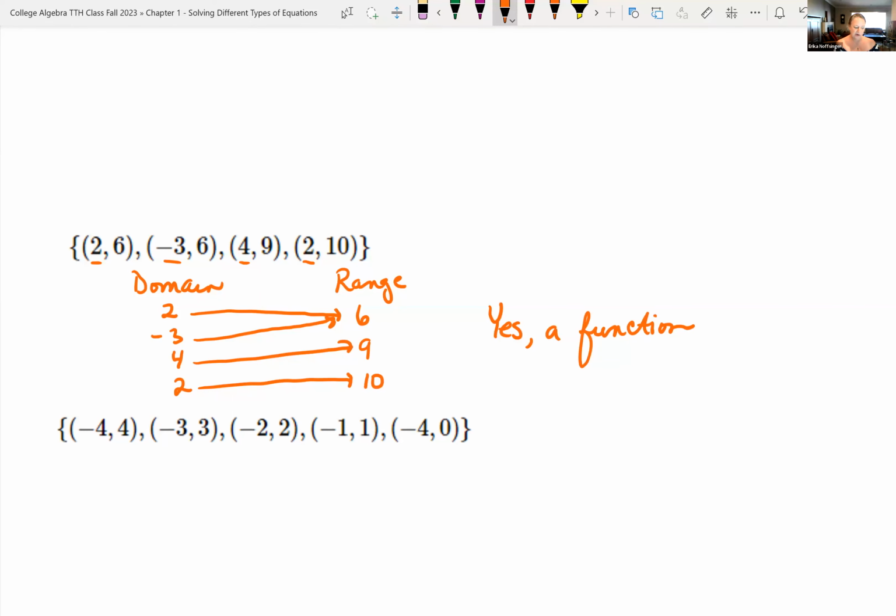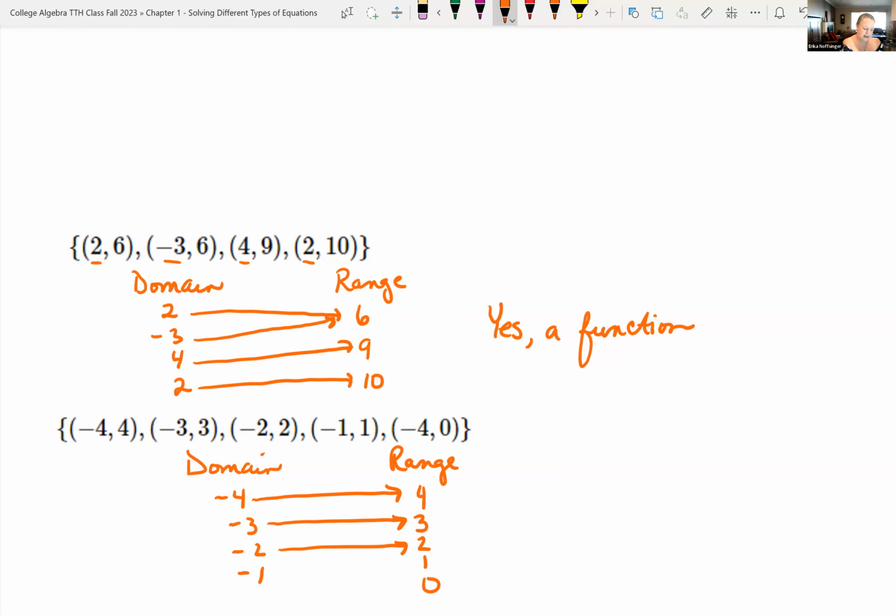But the next case scenario, we have the points (-4, 4), (-3, 3), (-2, 2), (-1, 1), (-4, 0). So our domain in this case, again, are our x values of our points: -4, -3, -2, -1, and -4. I'm not going to write -4 down in my domain twice. And my range are my y values, my outputs, which in this case are 4, 3, 2, 1, and 0. So -4 goes to 4 from the first point, -3 goes to 3 for the second point, -2 goes to 2, -1 goes to 1. And then -4 also goes to 0.